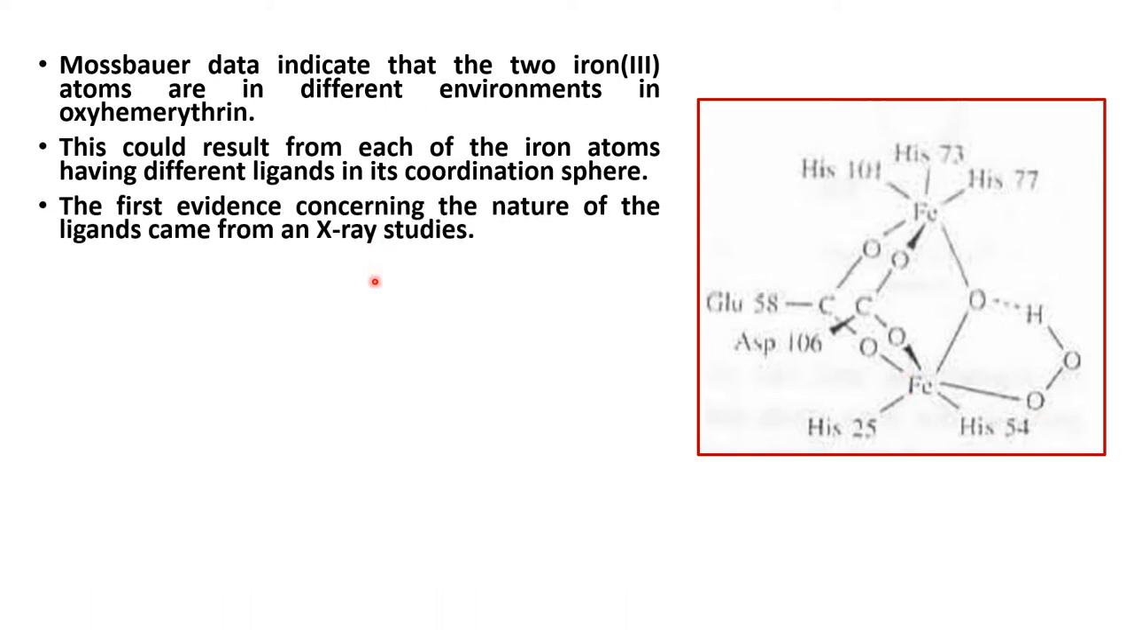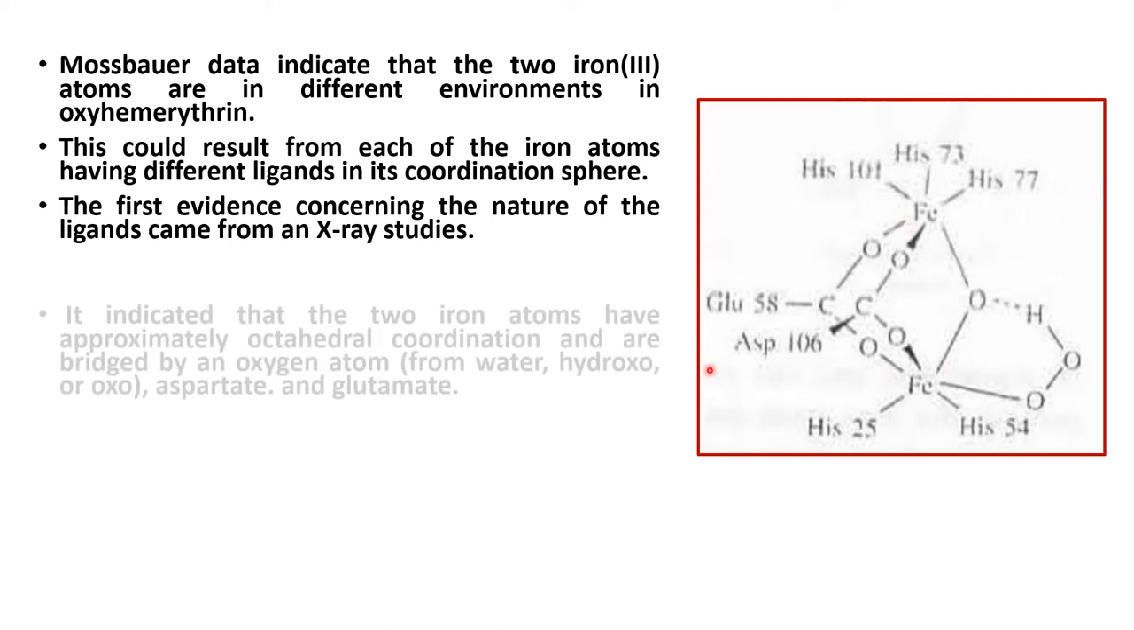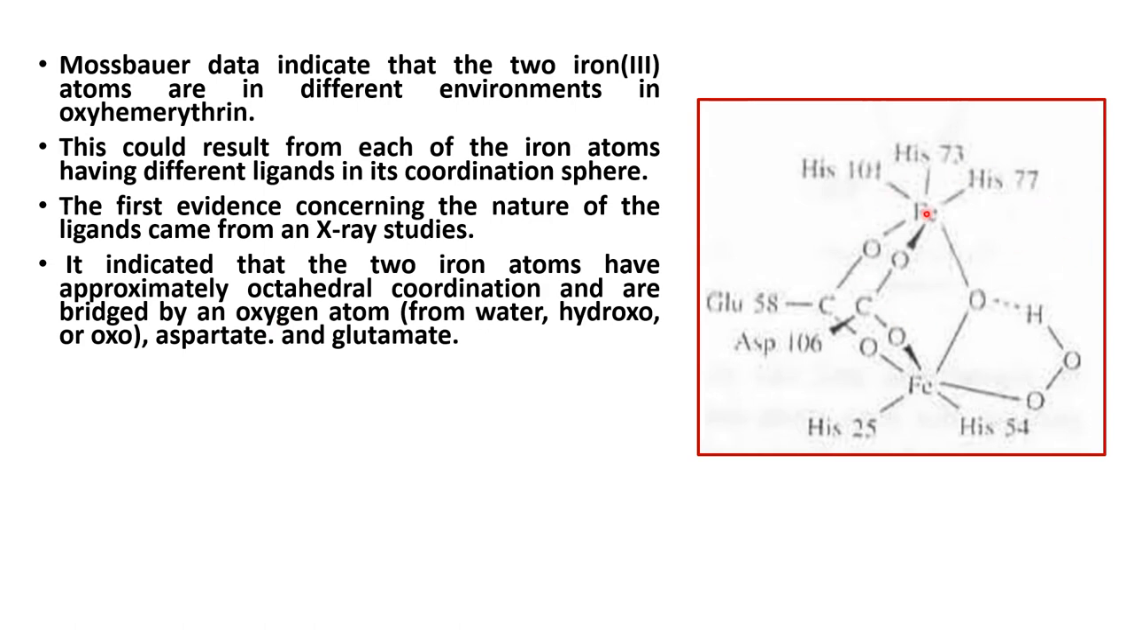The first evidence concerning the nature of the ligands came from X-ray studies. From the X-ray studies, the different ligands attached to the iron atoms were identified. It indicated that the two iron atoms have approximately octahedral coordination after oxygenation. Before oxygenation, the deoxy form of hemerythrin has two different coordination spheres. One has coordination number 6 and the other has coordination number 5.